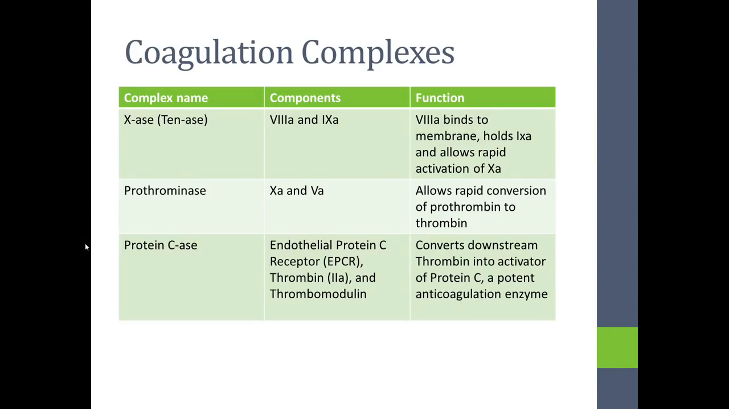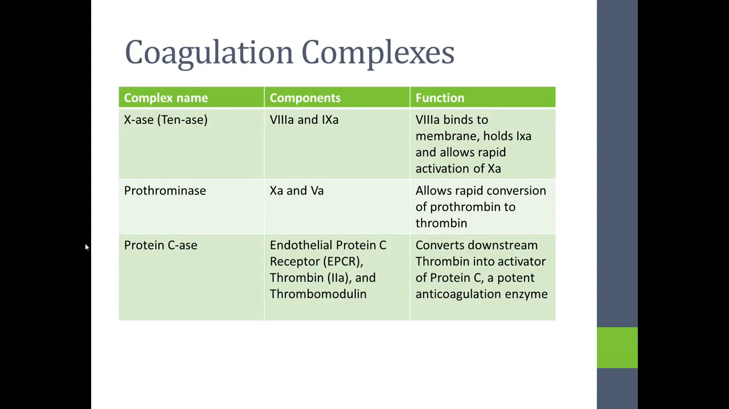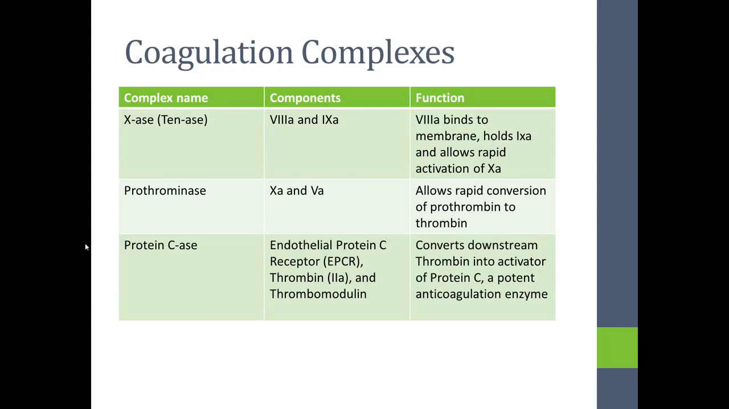So we've talked about tenase, and prothrombinase is basically the combination of activated 10A and activated 5A on the surface of a membrane involved in a clot, platelets or endothelium, largely. And this allows rapid conversion of prothrombin. Protein C-ACE is the clotting enzyme complex downstream from a clot. This is what focuses the clot and allows our first clot to not be our last clot.